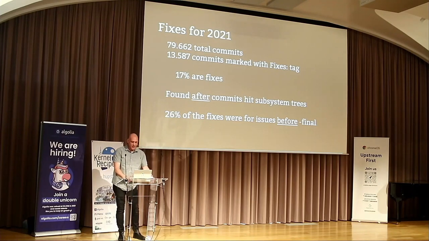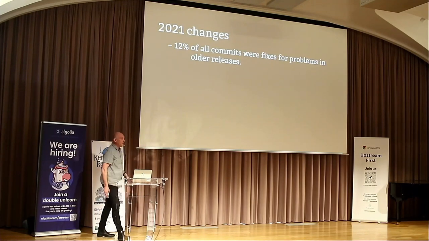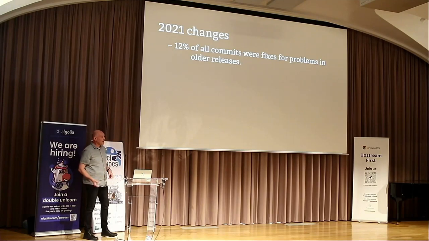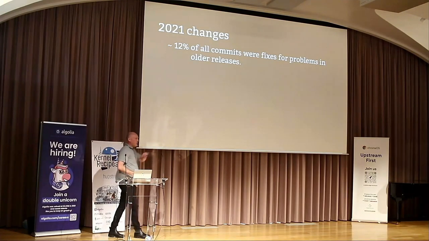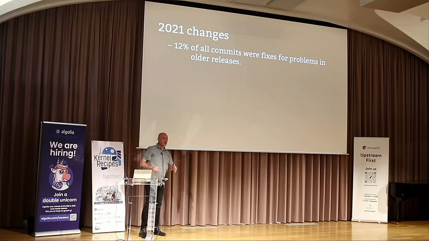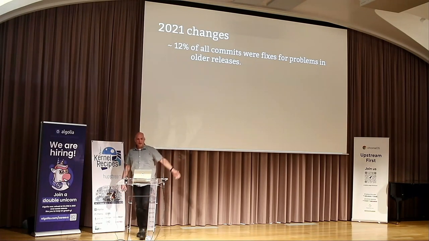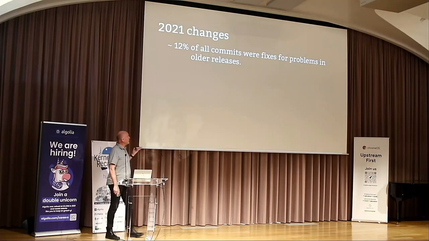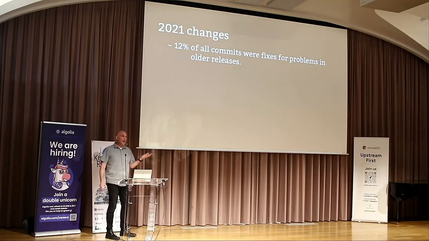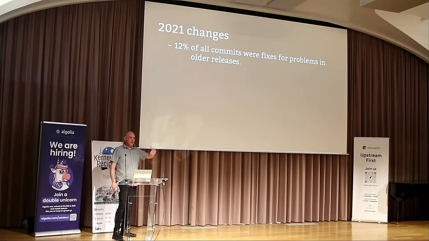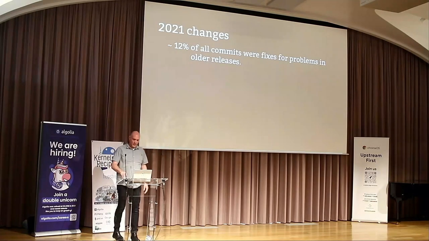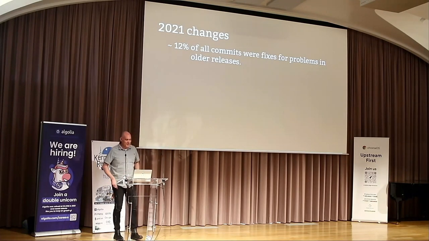So it's not that bad. Overall, 12% of all the commits that went in the tree were for previous fixes. Now, it wasn't for the previous year. They were for the previous years behind that, all 25, 30 years. So it's not that bad of a rate. Overall, we're better than the university. They were actually writing code that was twice as bad as the normal kernel developer.